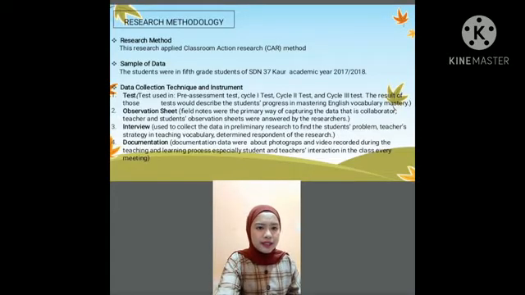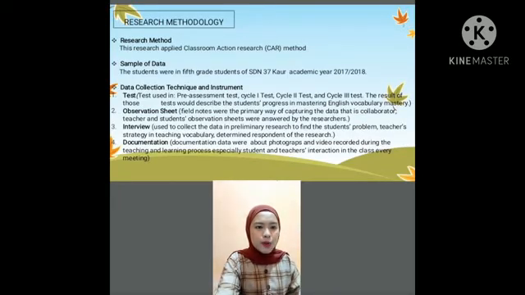And then the collection technique and instrument. The first one, test. The tests used are the pre-assessment test, cycle 1, cycle 2, and cycle 3 tests. The result of this test will describe the student progress in English vocabulary mastery.